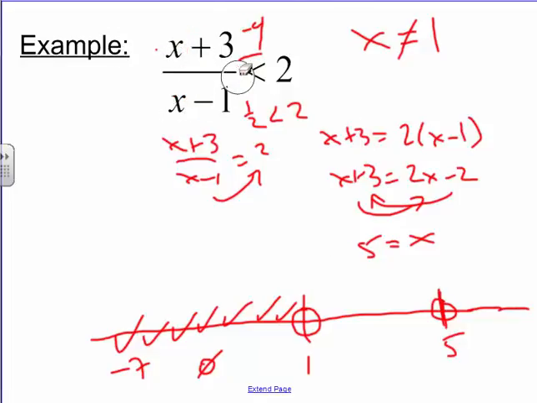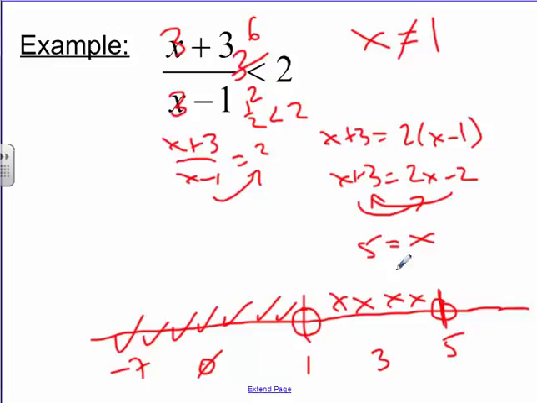Okay, let's test another point. We need a point between 1 and 5. Doesn't really matter which one we pick. I certainly wouldn't pick 2.937, right? I'd pick a whole number, like say 3. 3 plus 3 gives 6. 3 minus 1 gives 2. 6 over 2 gives 3. Is 3 less than 2? And no, it's not. So apparently we don't have answers here.